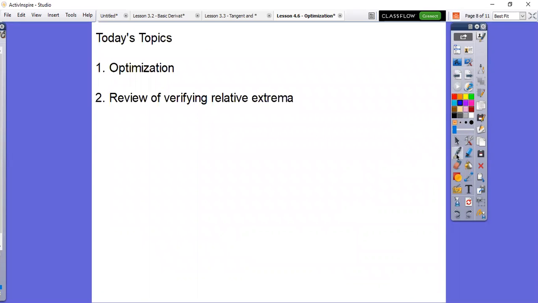So that is it for today. Today was about optimization. And then at the end, we reviewed verifying relative extrema as part of optimization.